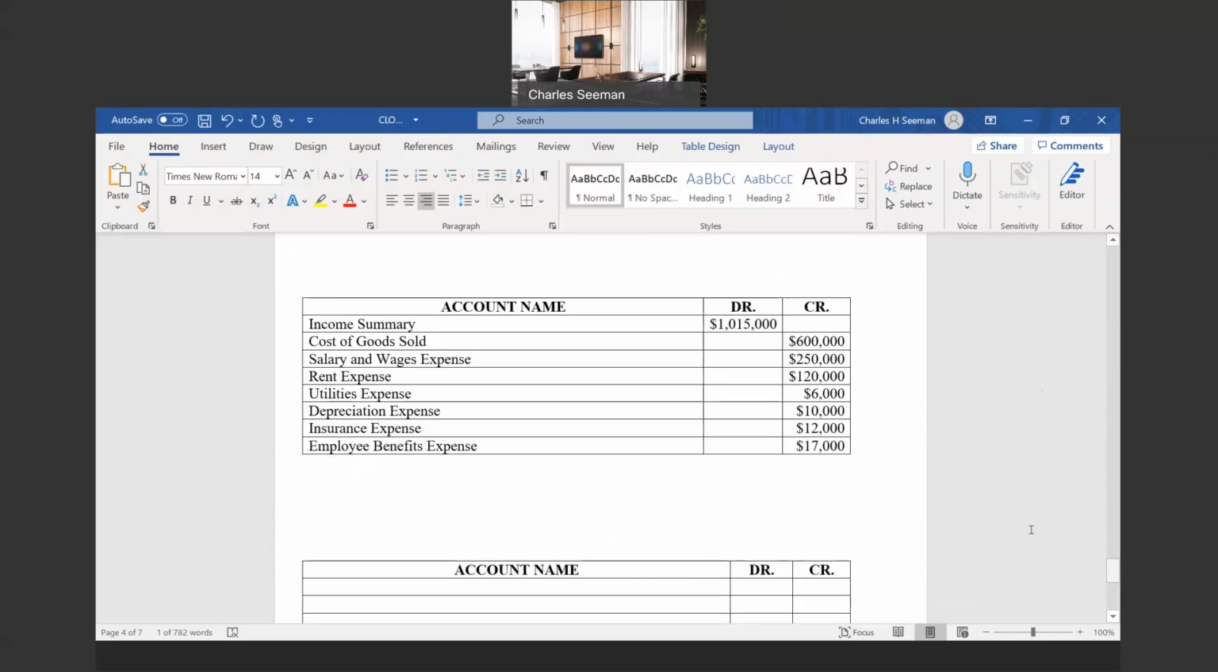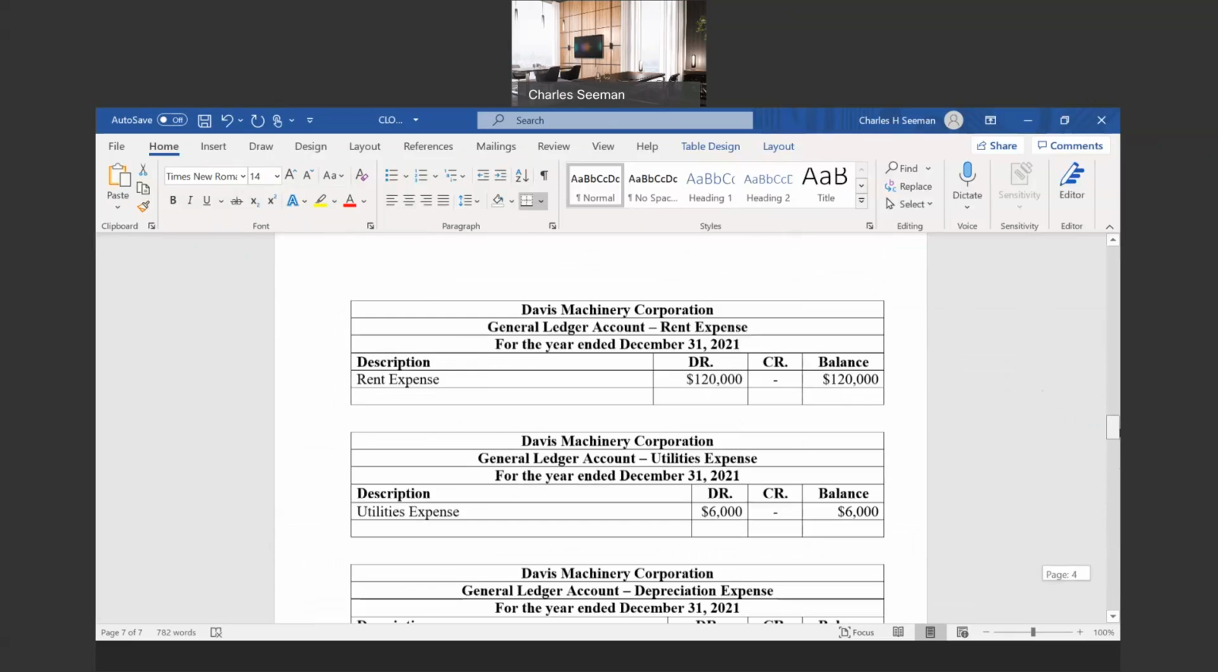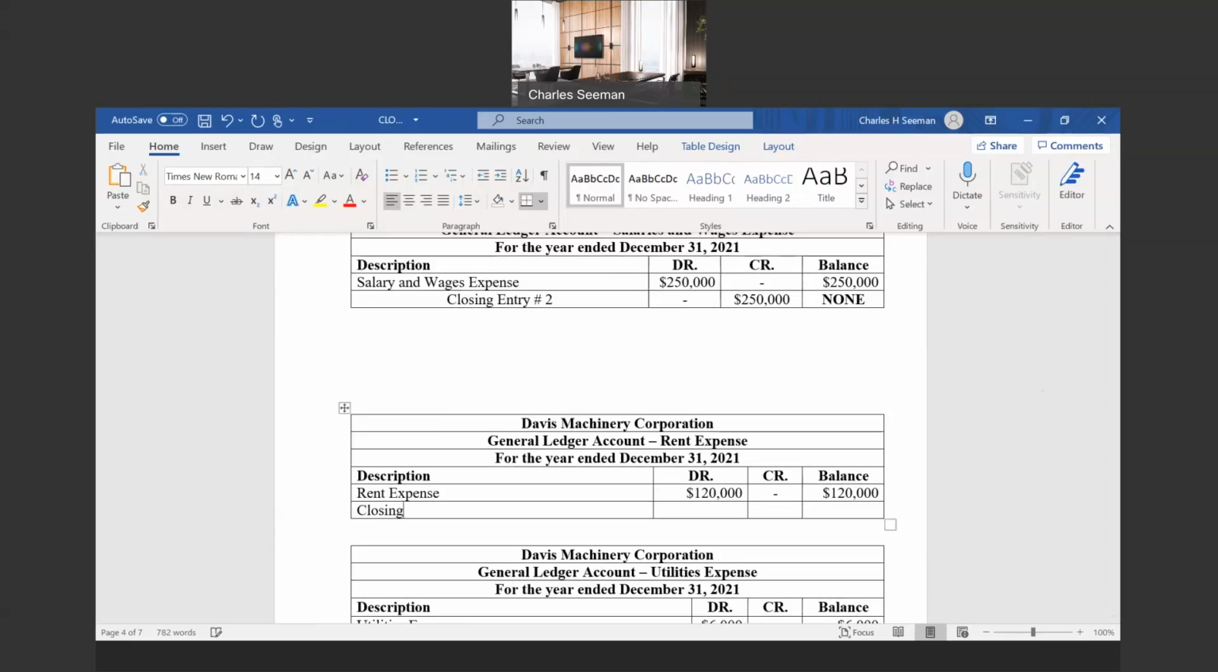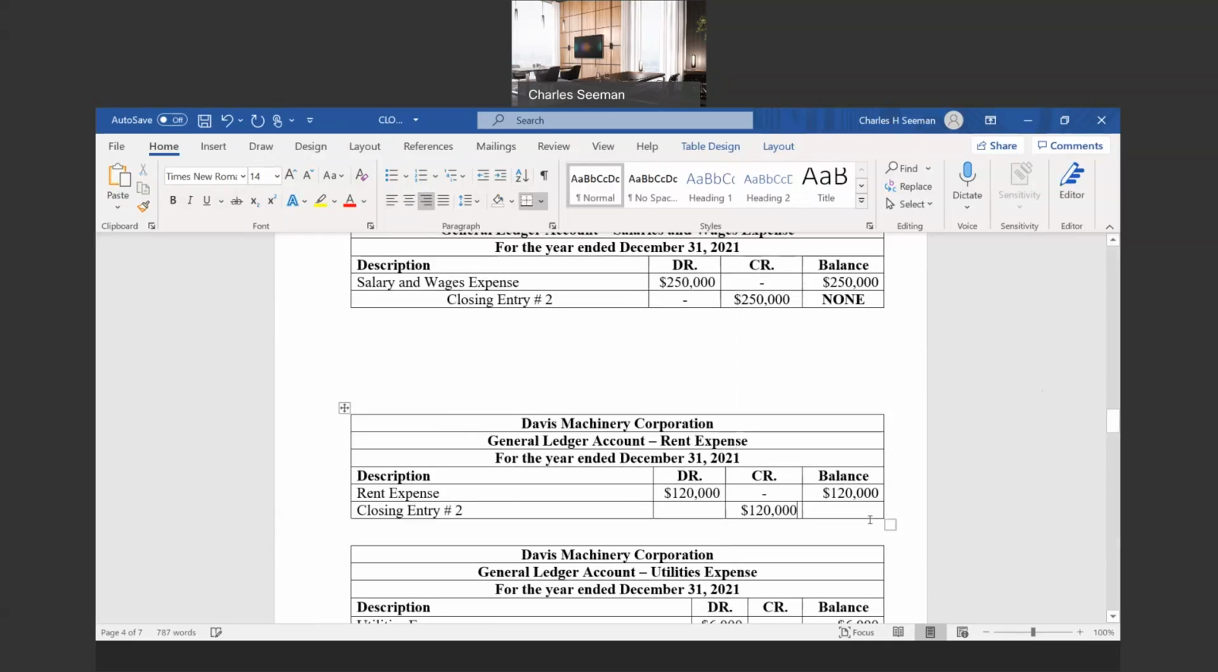The rent expense account has $120,000 in it. I credited that for $120,000. So just like I did in the journal entry, I'm going to record that in the general ledger. So again, there's $120,000 worth of debits. There's the $120,000 worth of credits, so there's no balance.